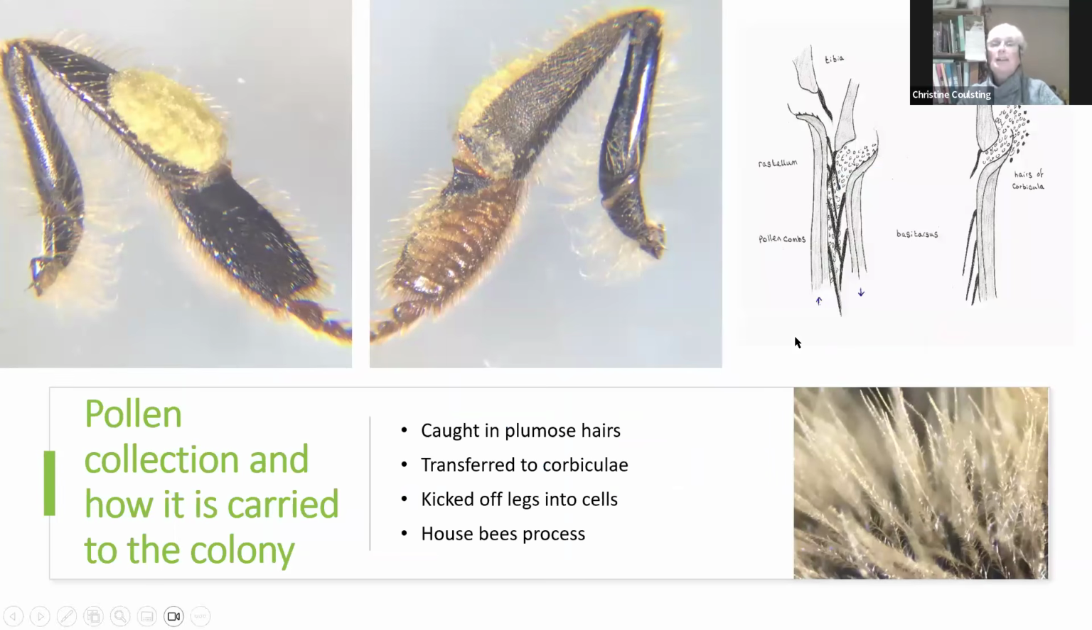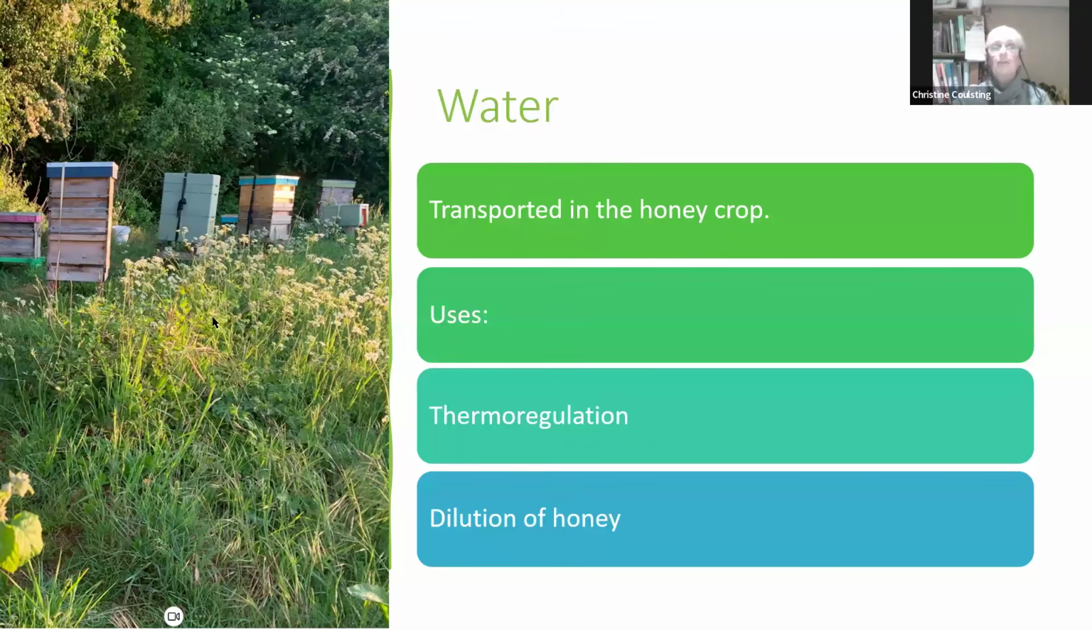So pollen collection and carrying it back to the colony. The left-hand picture is the outside of the worker's rear leg. The right-hand picture here is the inside, so it's the same leg. You can see on the right-hand one all the brushes, and the honeybee will... okay, so sorry.